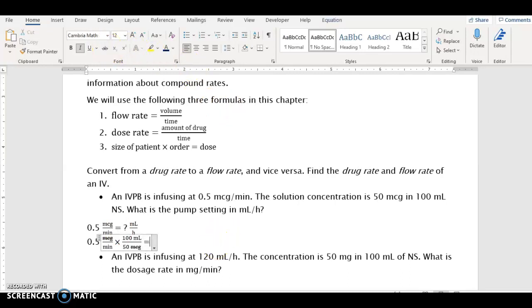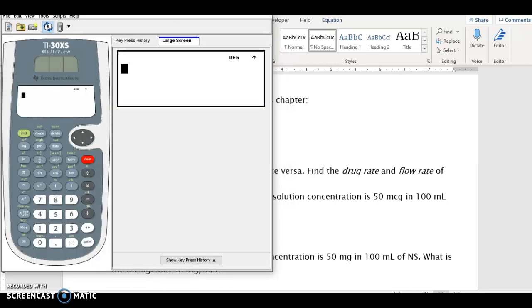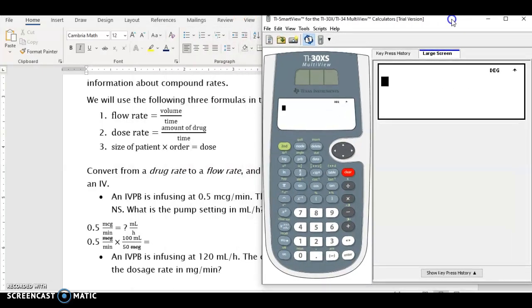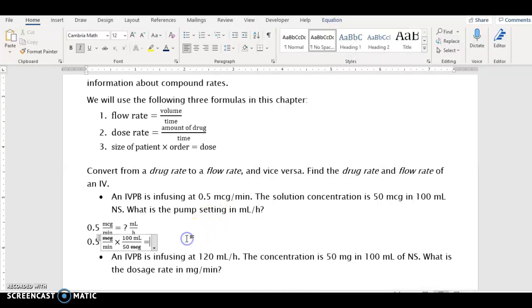All right, and you can simplify that fraction if you'd like, but we don't have to. So we're going to take 0.5, multiply it by 100, and then divide by 50. So 0.5 multiplied by 100, and then divide that by 50. Okay, we get 1, right? So this is equal to 1.